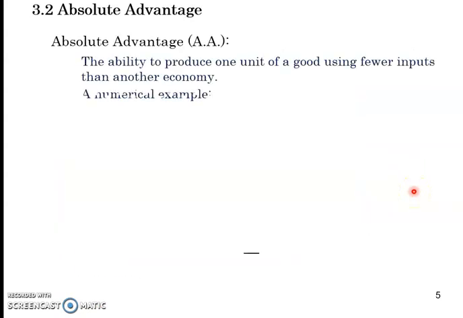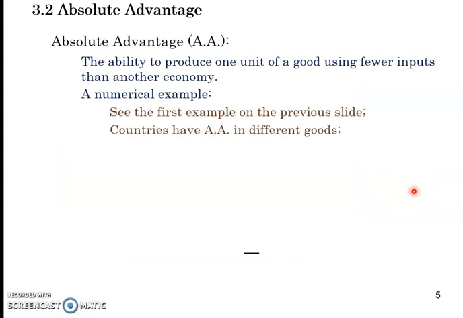Let me again go to this slide here. So in that first table on the previous slide, we find countries have absolute advantage in different goods. So under that circumstance, we tend to believe that A and B should trade with each other and both should benefit from their trade, right? So this is pretty much consistent with our common sense, as we said before.